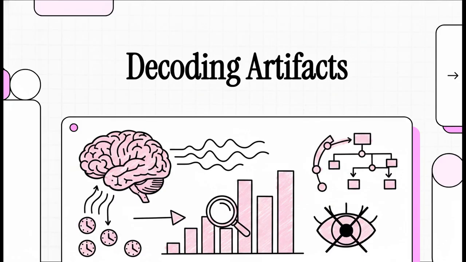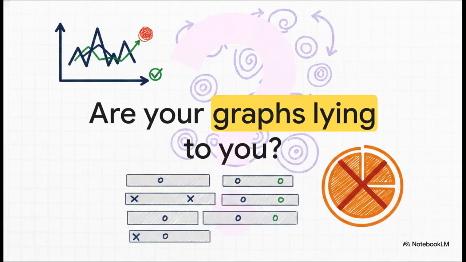It is absolutely crucial. But what happens when the very tools you're using to measure behavior actually, well, distort the reality of what's going on? I want you to honestly consider this for a second. Are your graphs lying to you? It's a pretty heavy question, right?